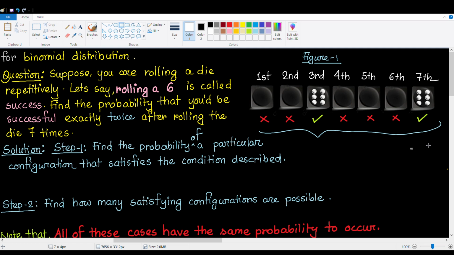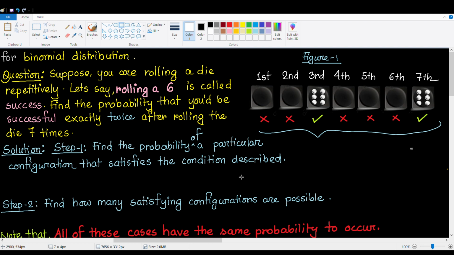Now for binomial distribution, we're going to see a few more examples, and we will have scenarios similar to the examples from the geometric distribution part. Now the question is, suppose you are rolling a die repetitively, and let's say rolling a 6 is called success, right? Find the probability that you would be successful exactly twice after rolling the die 7 times. This is the question. So you're rolling the die exactly 7 times, and what is the probability that you'd get exactly 2 successes? Which means you'd get exactly 2 sixes out of 7 times.